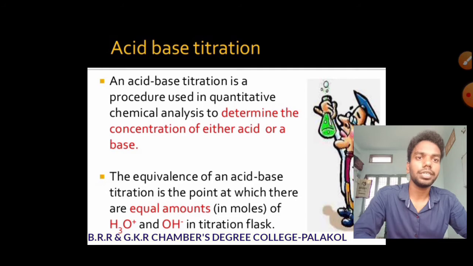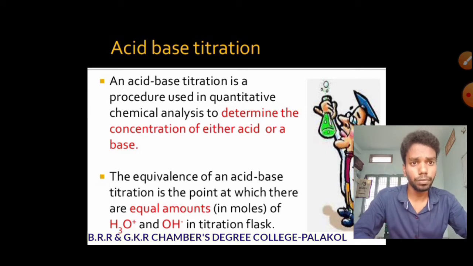In acidimetry you are using a standard acid solution for determining the strength of a base. In alkalimetry you are using a standard base for the quantitative determination of acid. Those are the two types of methods, acidimetry and alkalimetry. And the second point, the equivalence point of acid base titrations is the point at which there are equal amounts of H3O plus and OH minus ions in the titration flask.